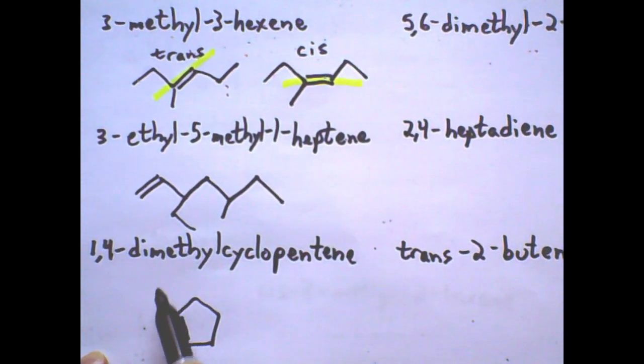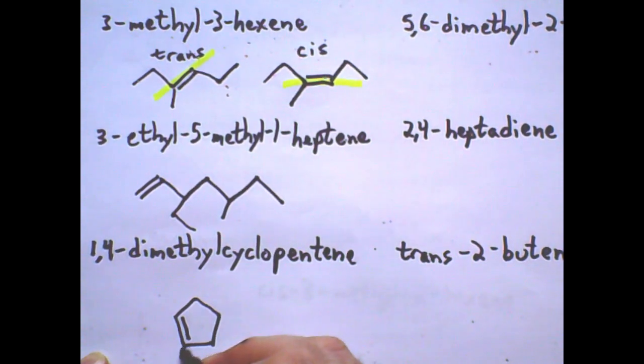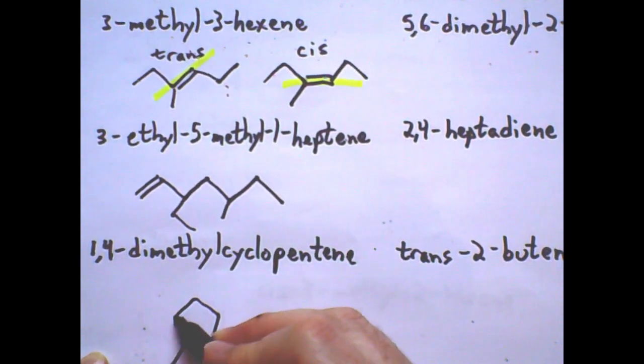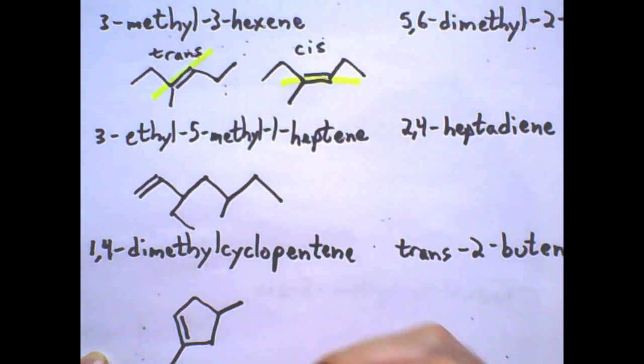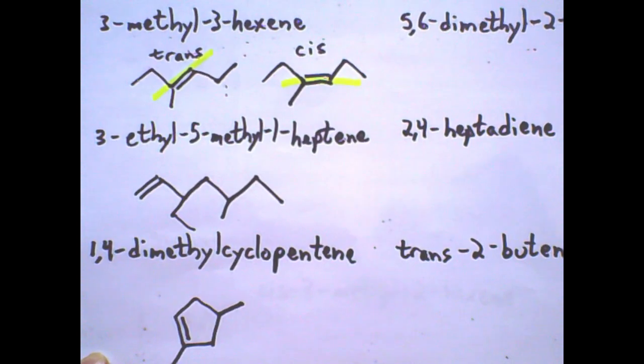Now I've got to add dimethyl, so 2 methyl groups, and they are at 1 and 4. Well, I called this 1. I'm going to count from 1 to 2, 3, 4. That gives the lowest numbering for these 2 methyl groups.